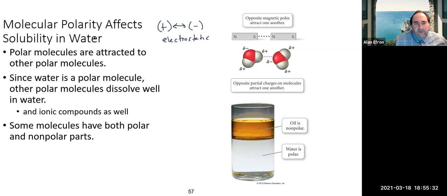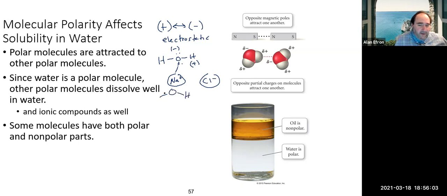So why would these things affect things like solubility? Well, if you take something like water, which is negative here and positive here, and maybe you take something like sodium chloride and you put it in water, where it makes a sodium ion and a chloride ion. This positive sodium ion would be attracted to the oxygen there. And that's how things dissolve, actually.